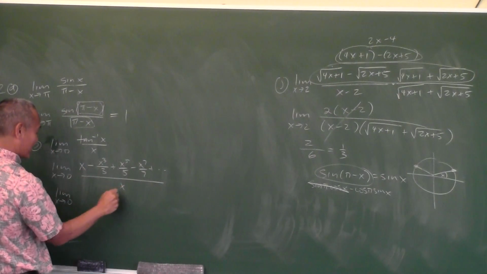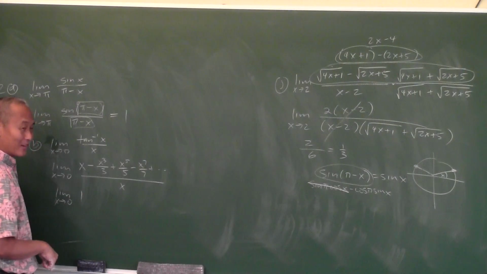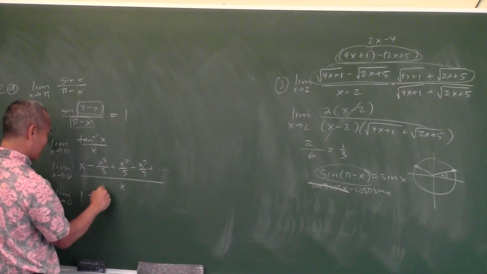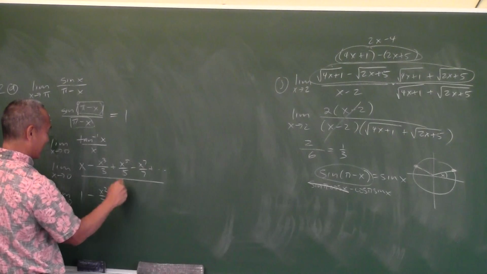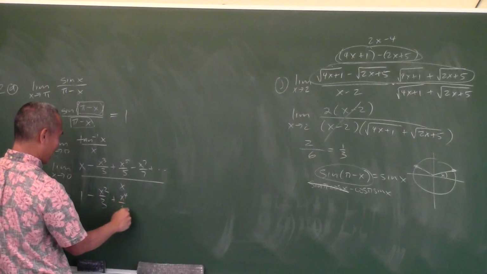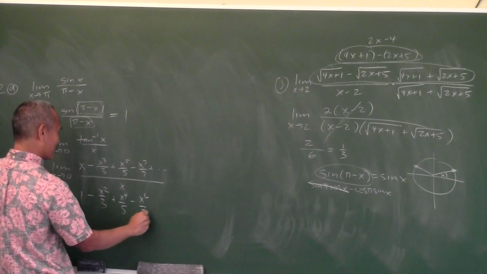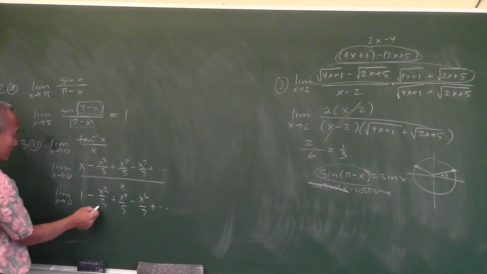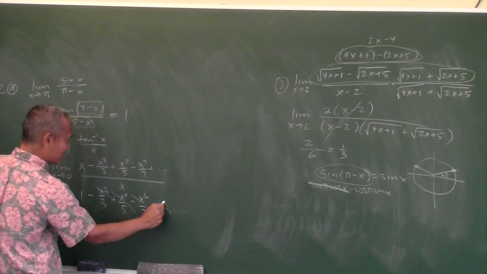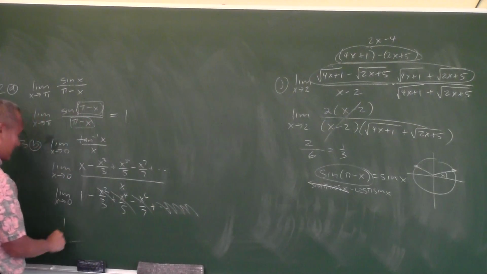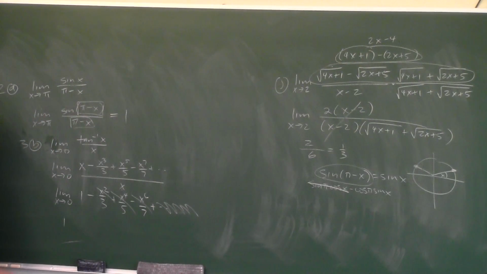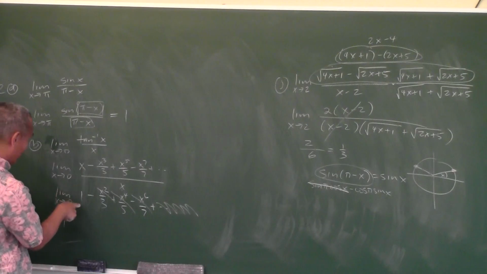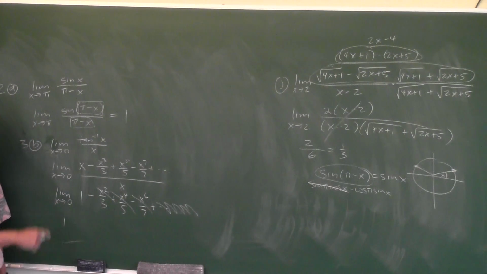So what is x over x? 1. In fact, you know that's the answer already, right? And then that over that is x squared over 3. And then that over that is x to the 4 over 5. Minus x to the 6 over 7. Just to write it out. And then what happens when you plug in 0? This is 0, this is 0, this is 0. The only thing left is 1. So for those of you who've been doing your homework, you know already, whatever that first term is, that's the answer, right? Because all the other ones are 0.